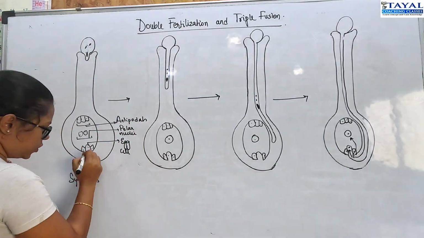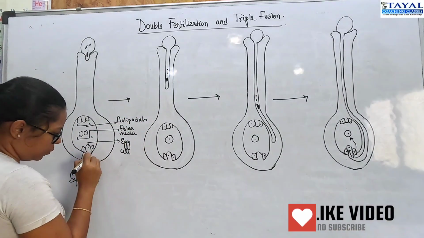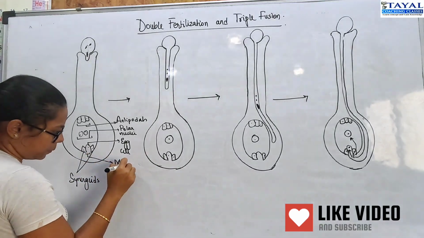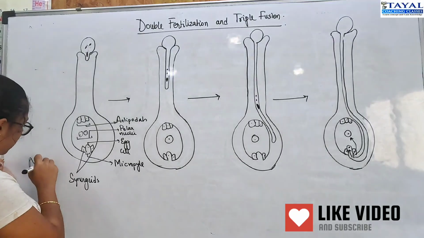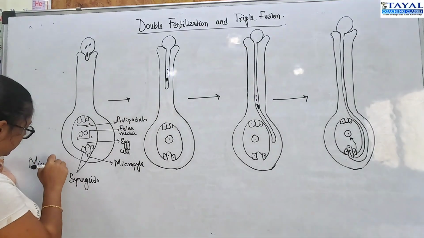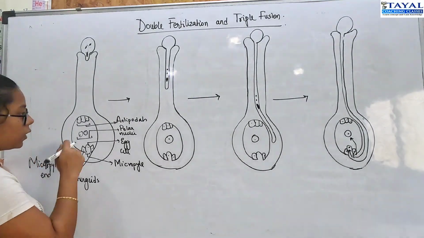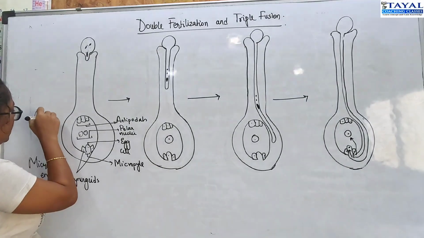The side on which the egg cell is present, there is a small pore which is known as the micropyle. The end of the micropyle is known as the micropylar end. The opposite end is known as the chalazal end.